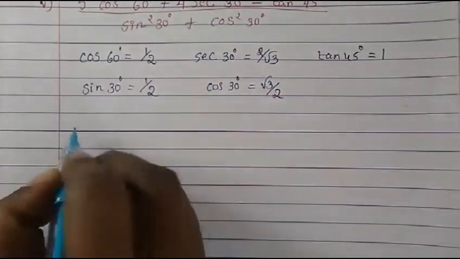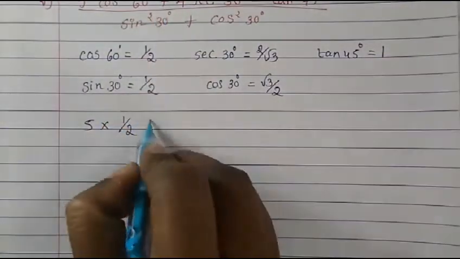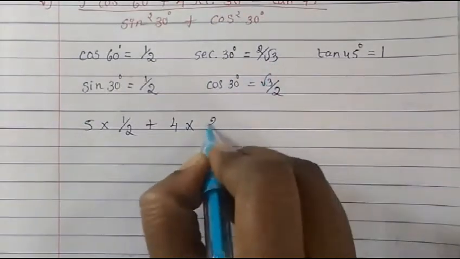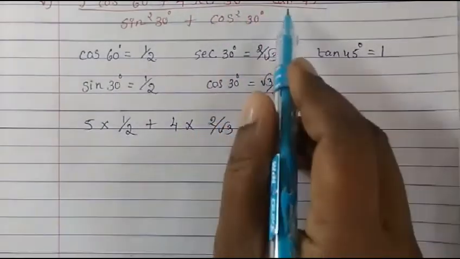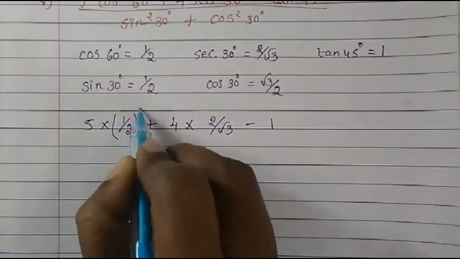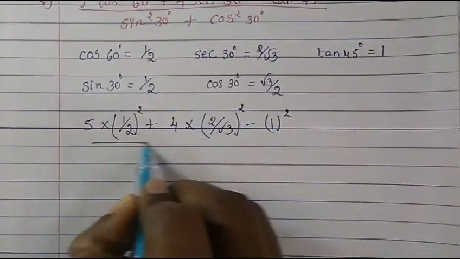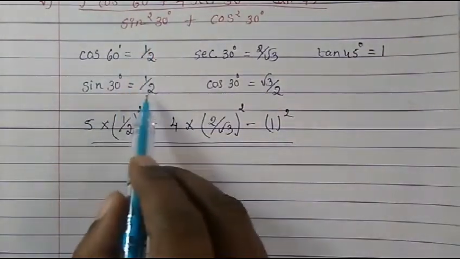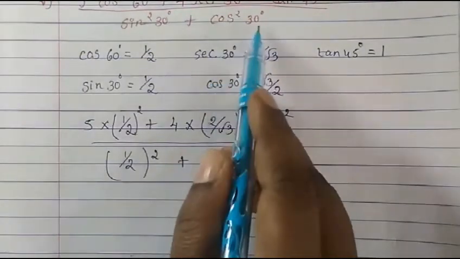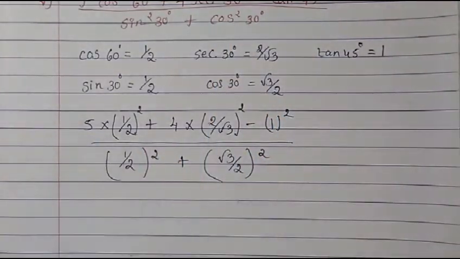So let's put the values here. So 5 into cos 60, which is 1 upon 2, plus 4 into sec 30, which is 2 upon root 3, minus tan 45, which is 1. Now here square is there, all square is there. So cos square, sec square, tan square. Then you have sin 30, which is 1 upon 2 square, because it is sin square. Then plus cos 30, which is root 3 upon 2, and then square is there. So now we just have to solve it.